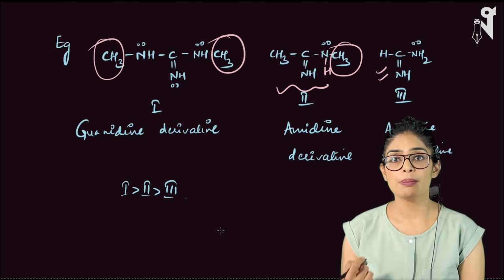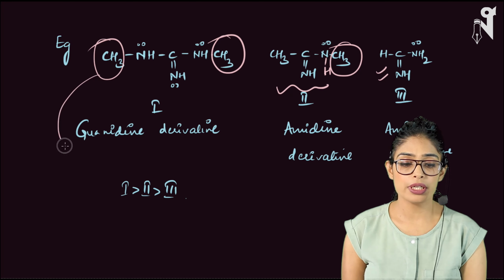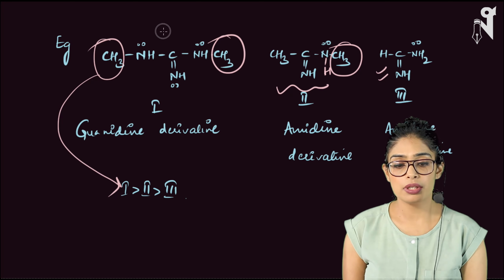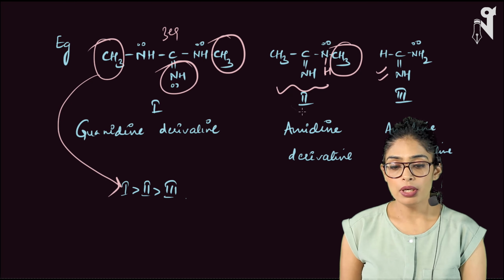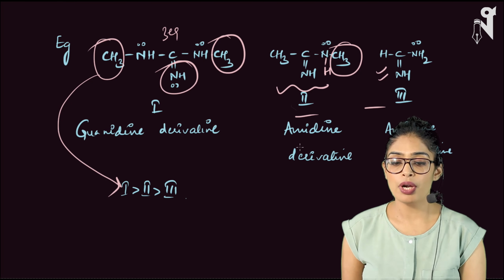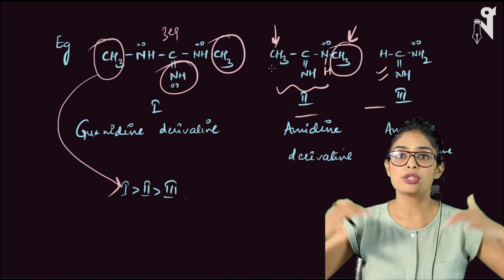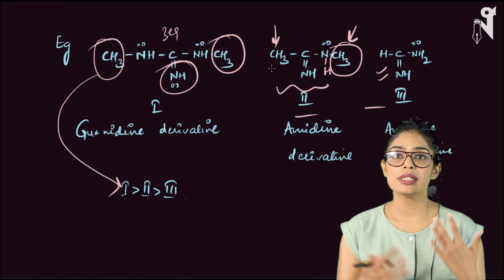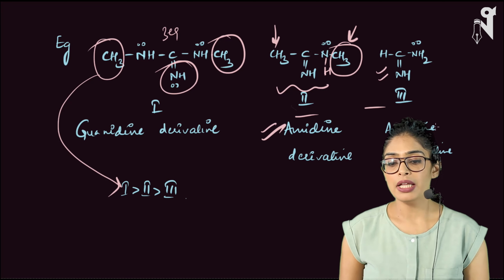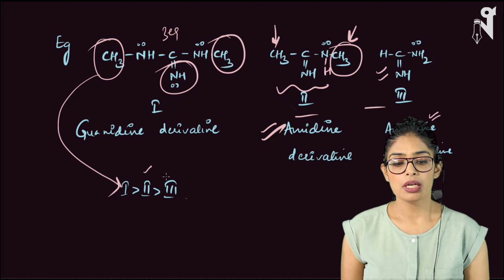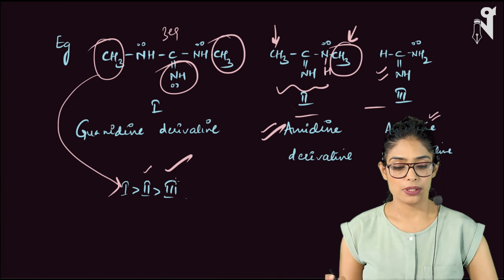If I have to arrange them in basic strength order, as I mentioned, guanidine is going to be the most basic one because three equivalent resonating structures are formed for this nitrogen. Now, among these two amidine derivatives, you have to see that there is a CH3 present over here and over here, which are electron donating. More electron donating means these make the nitrogen more electron rich, so this is going to be more basic, and this is going to be the least basic. So the second is less basic and the third one is the least basic.